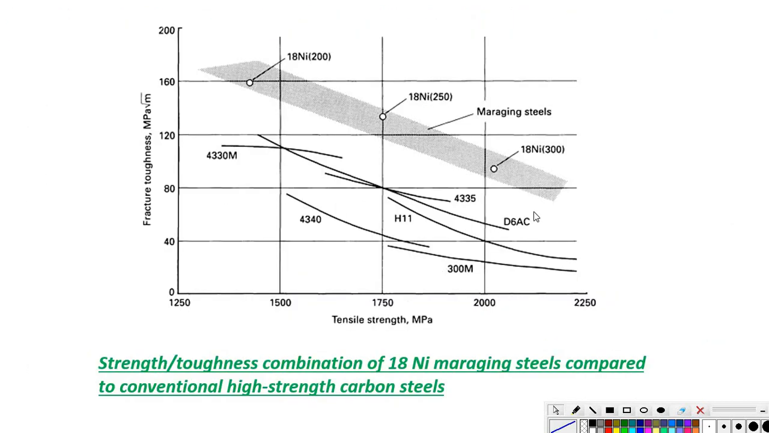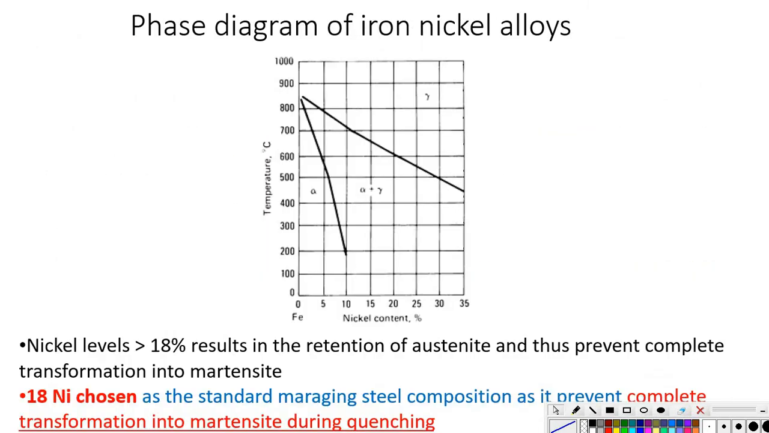So this is the comparison with the ordinary steel. This is the 300 grade Maraging steel, 250 grade, 200 grade Maraging steel. So see this fracture toughness. Toughness is very high for Maraging steel. These are ordinary steels: 4330M grade, 300M grade, H11 grade. This is ordinary steel, and its strength is also given. Here we can see it has very high toughness, and for 250 it has medium toughness and tensile strength. Compared to conventional or ordinary high strength carbon steel, this area shows the Maraging steel. It has very high strength and toughness, even hardness also.